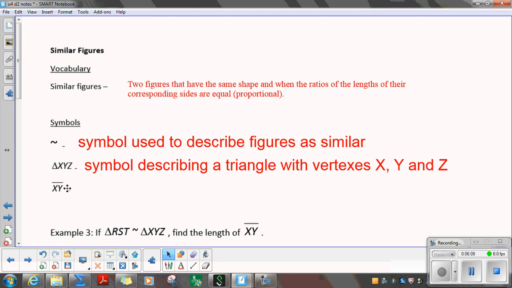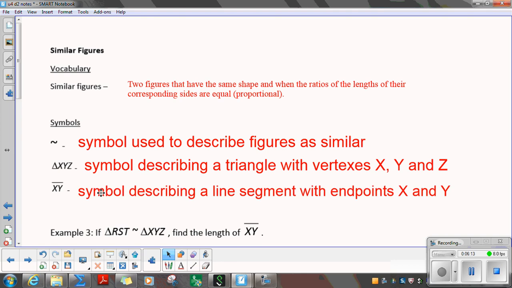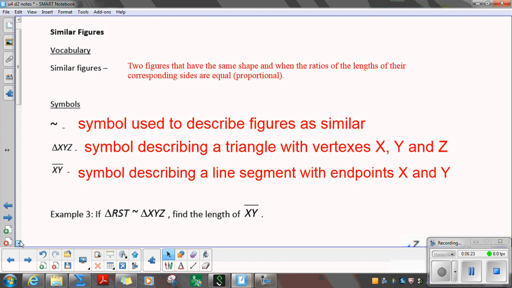That's what they're labeled. And this guy with the line over it, that's a symbol describing a line segment with the endpoints of X and Y. You're going to see that for like sides of a shape. Okay? So I just want to give you a quick overview of that.